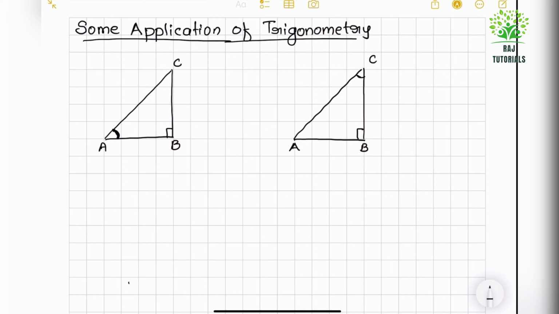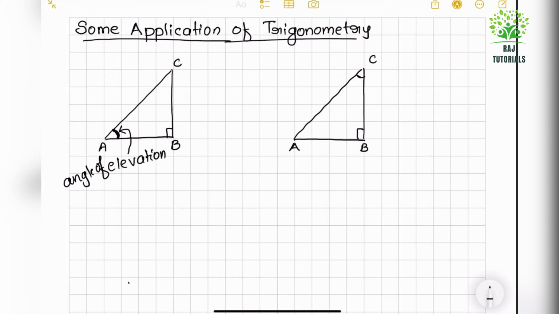And a right triangle is there. And here two situations can arise. One is angle of elevation, when the observer is standing on the ground and watching a tower against him. So then this angle is called angle of elevation.